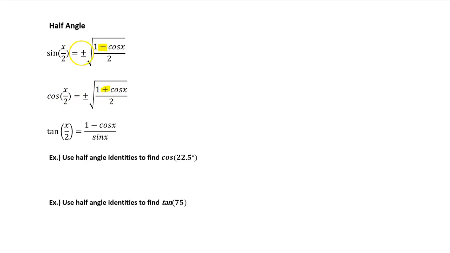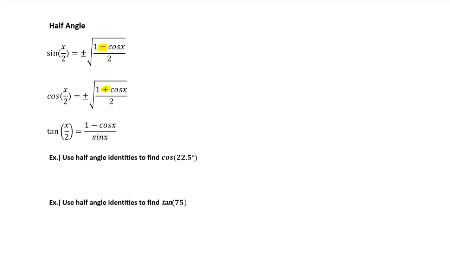Now you'll notice there'll be plus and minuses out here. We'll take a look at those in a second, what those actually mean for us. So definitely make sure you know your half angle identities. We're going to use these formulas for your test and other values. So let's look at this first example.